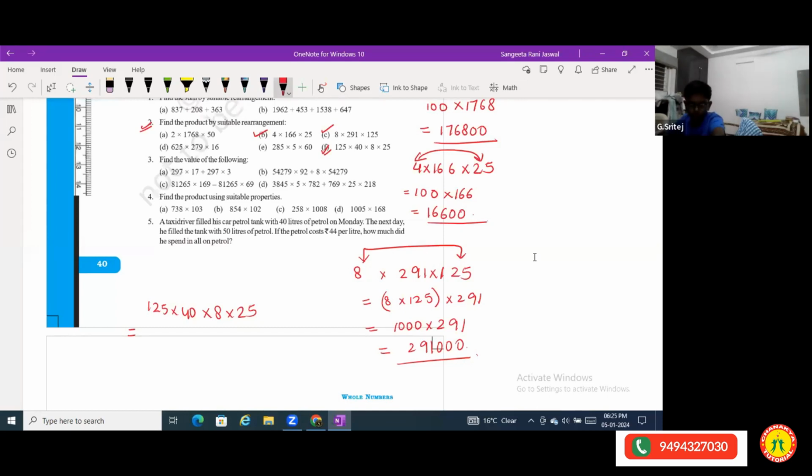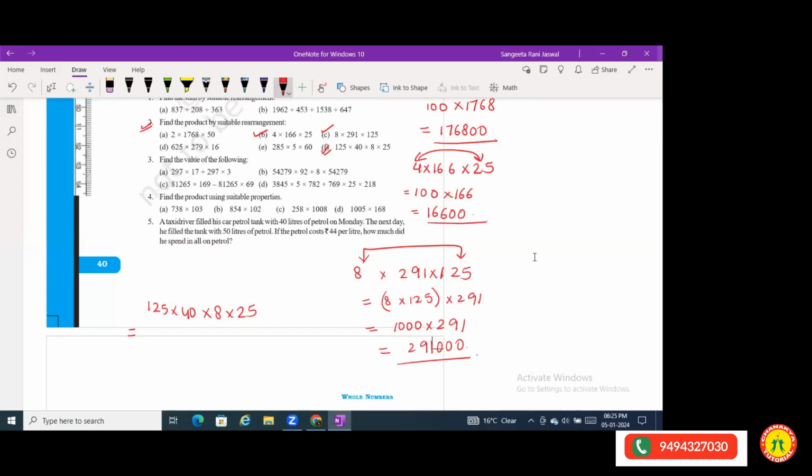Okay, Charvik, you tell me which combinations did you make? Which two numbers you multiplied? 25 into 4 is equal to 100. So I took 40 into 25, so it would be 4,000. Okay, so you took this. So that is 25 into 4 is 100. Okay. Then what did you do?